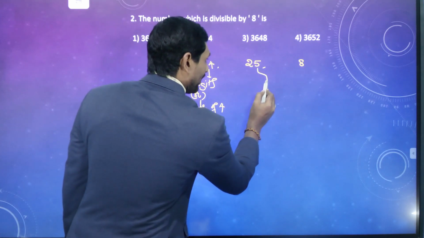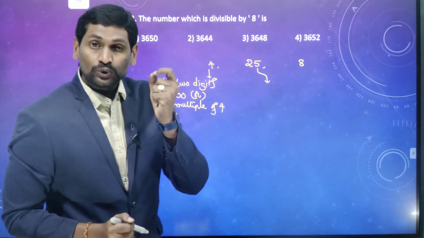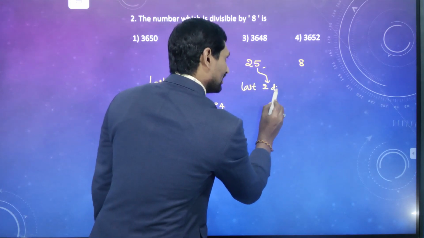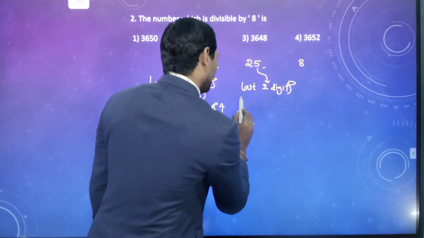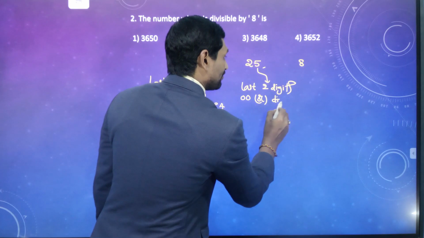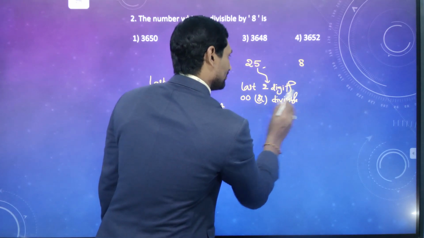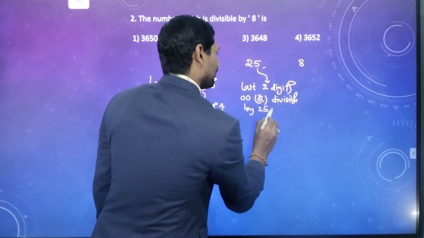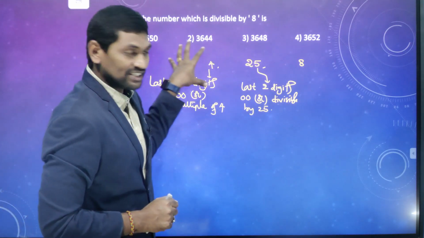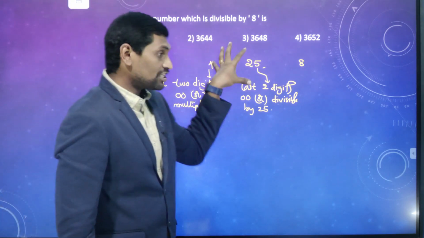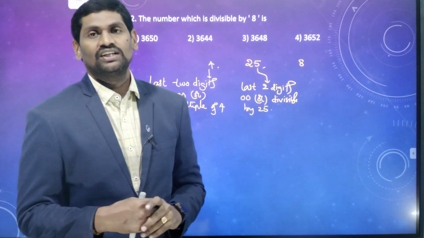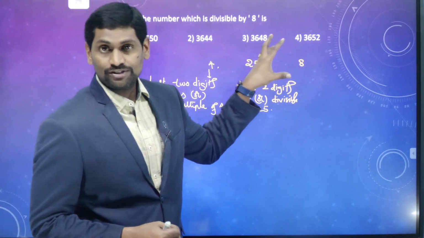Rule number 25 also uses the last 2 digits of a number. Here also, the last 2 digits of a number are zeros or divisible by 25, or a multiple of 25, we can say. Here the last 2 digits of a number are zeros or a multiple of 25. Then the number is exactly divisible by 25.